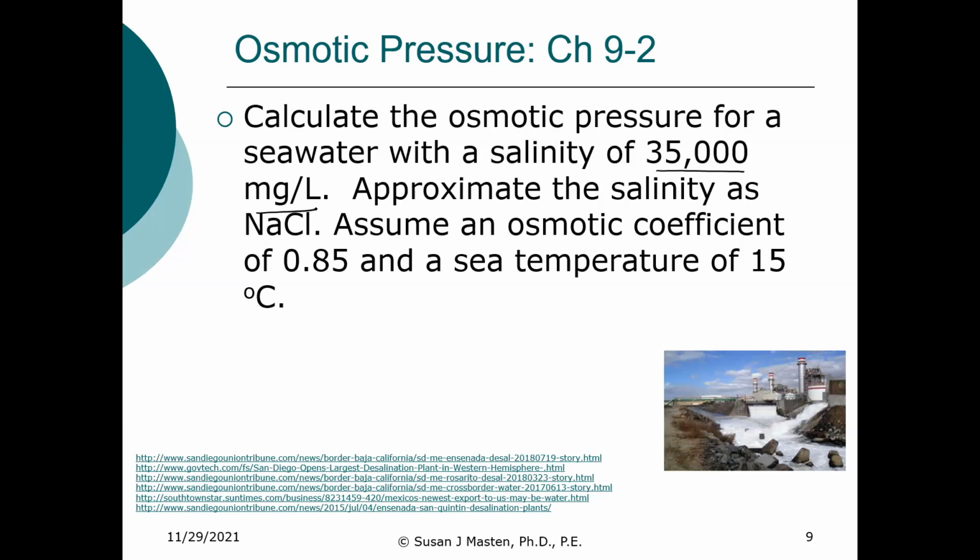We're going to model seawater as having a salinity of 35,000 milligrams per liter, and we're going to model it as sodium chloride. And what you're asked to do is to determine the osmotic pressure of that solution. We will assume an osmotic coefficient of 0.85, and that's because when we're looking at these solutions, at the concentrations that we're dealing with, the solutes don't behave ideally. What does that mean? It means that they interact with one another. And therefore, we have to use this essentially correction factor, this osmotic coefficient, to account for that.